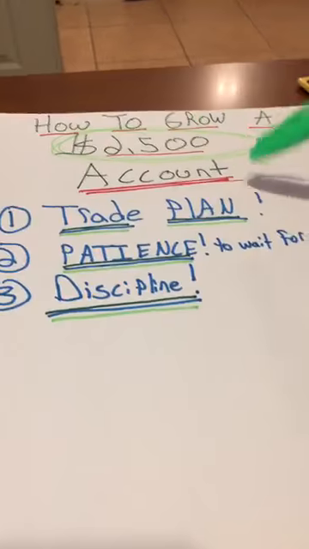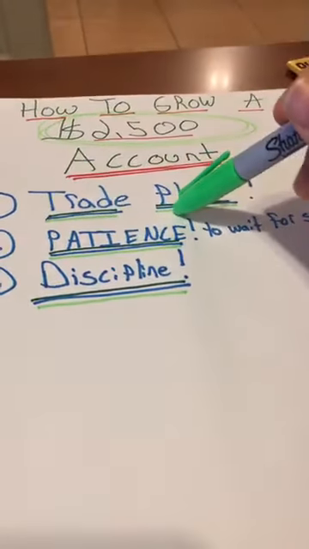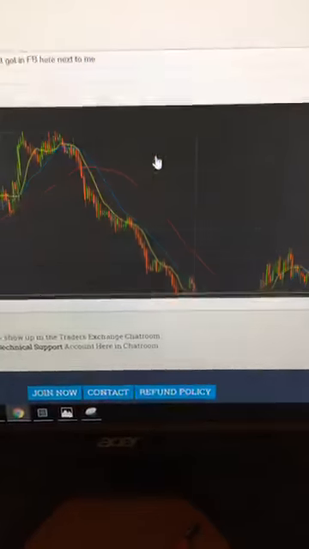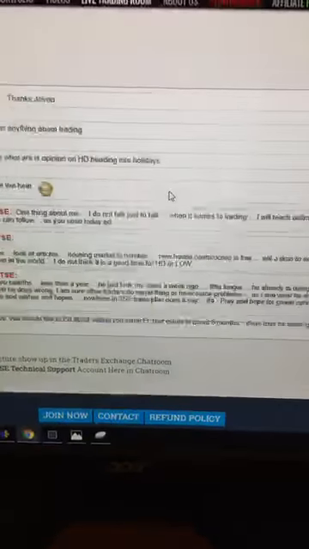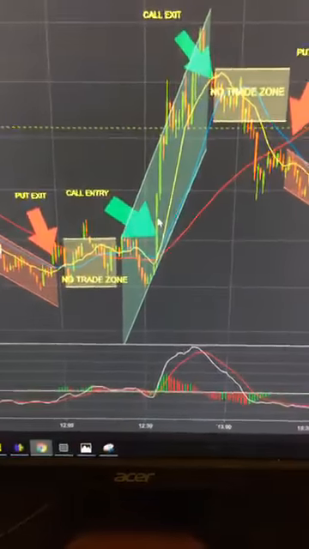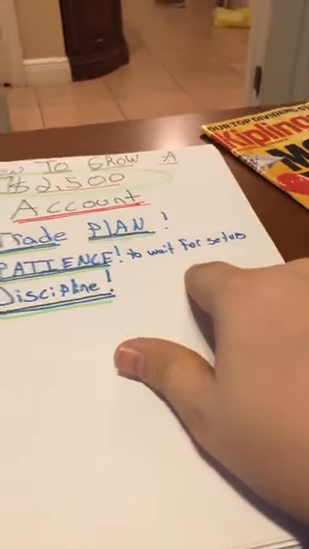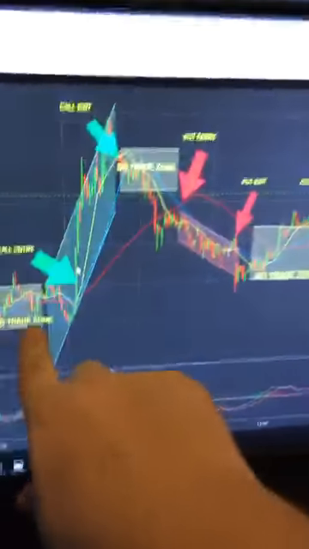And guys, this is how we're going to go into this section now of this class. How to grow a $2,500 account. Trade plan, patience to wait for those setups that we just talked about, which are right here somewhere. Where is it? Where did I just put that? Here it is. All right, so guys, when I say the patience to wait for these setups, this is what I'm talking about.